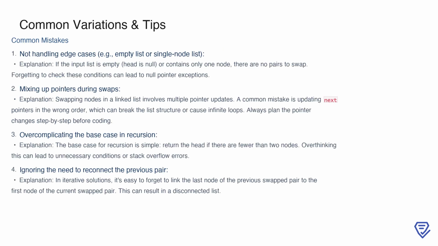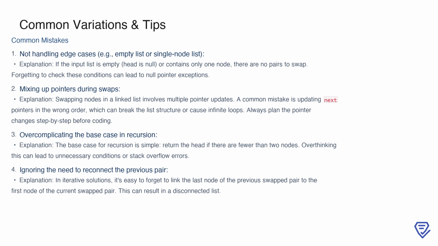When working on this problem, there are several common mistakes to watch out for. First, it's important to handle edge cases properly. For example, if the input list is empty or has only one node, there are no pairs to swap, so you need to account for these scenarios to avoid null pointer exceptions.